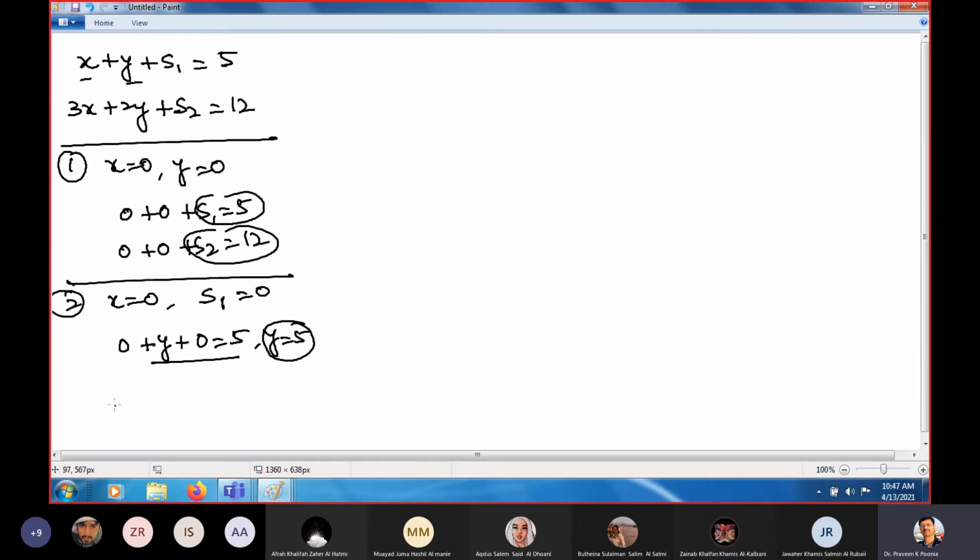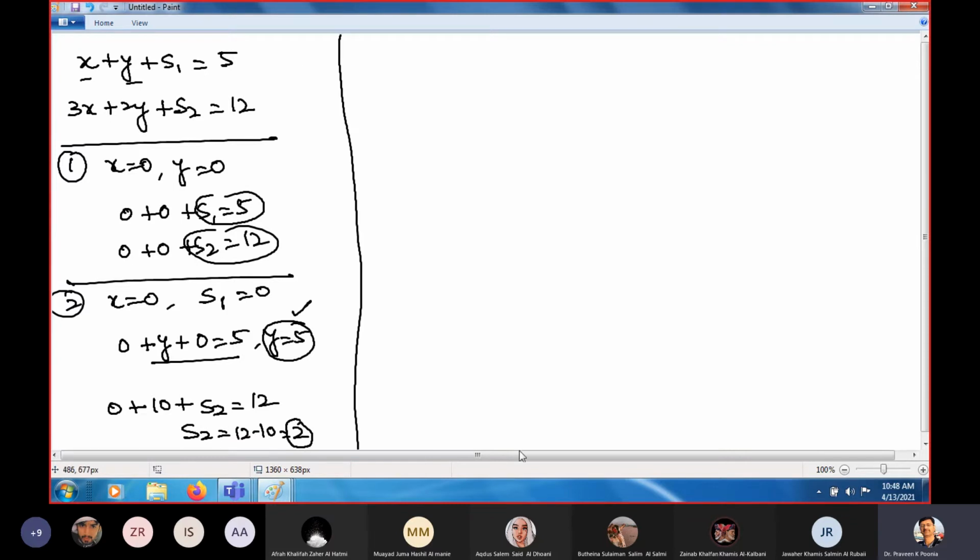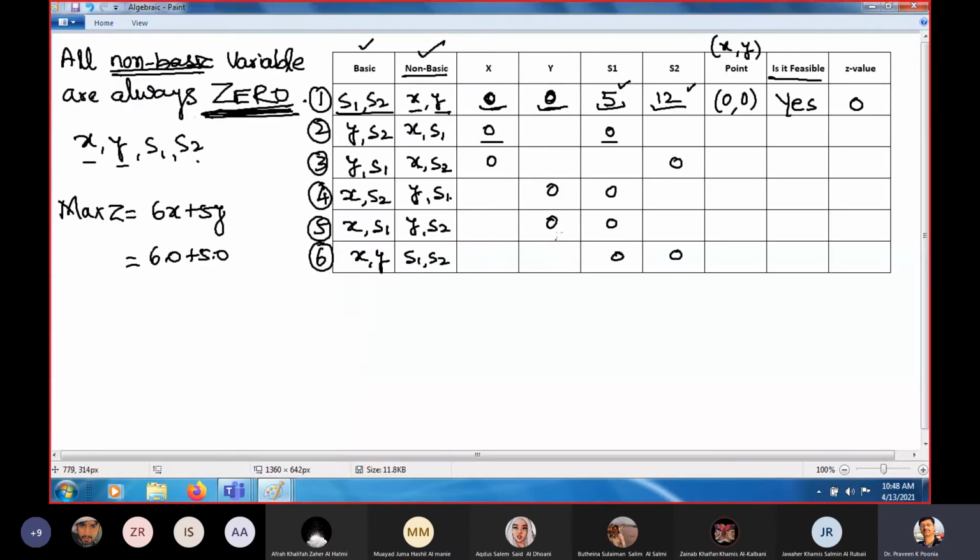Now second equation: x0, so 0, y, 2 into 5, 10, S2 equal to 12. So S2 equal to 12 minus 10, it is 2. So the value of y is 5 and the value of S2 is 2. This is the second, 5 and 2. So what is the point? X, y, 0 and 5. Is it feasible?